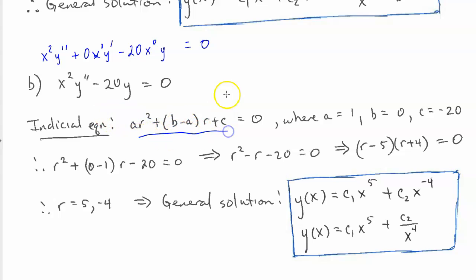So the indicial equation is the same. Here we see that our a is 1, our b is 0 because that's where it is here, and our c is minus 20. From there, we just plug everything in, get it into this form, factor, and figure out what our roots are. Again, not much to it. Once you know what coefficients you're going to plug into the indicial equation, and you factor it out or use the quadratic formula, you're pretty much good to go from there.